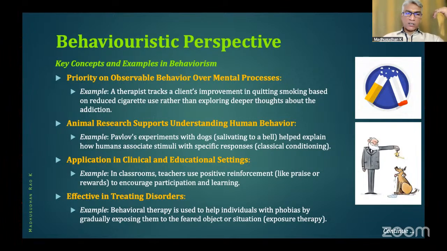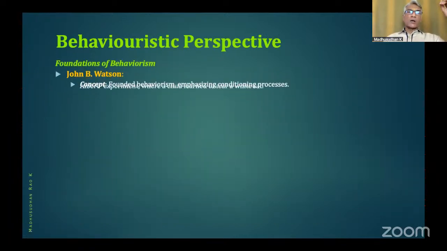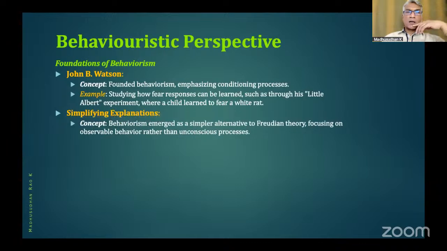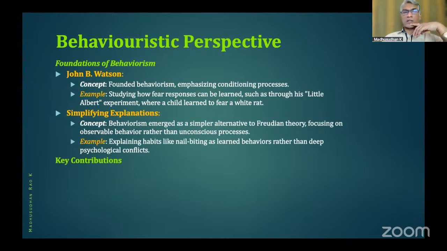Effective in treating disorders. Behavioral therapy is used to help individuals with phobias by gradually exposing them to the feared objects or situations, exposure therapy. As I told you, the dog was an example of that. Then the behaviorist perspective: J.B. Watson founded behaviorism, emphasizing conditioning processes and studying how fear responses can be learned, such as through his Little Albert experiment, where a child learned to fear a white cat. Time is a constraint, so I can't go in depth with that. I try to give all the information, then later on we can discuss.